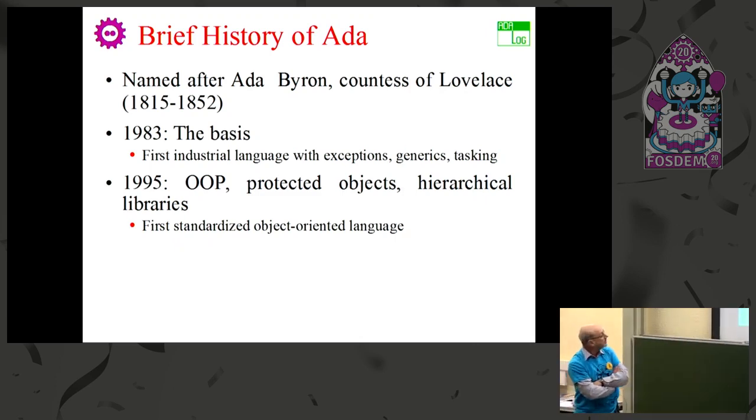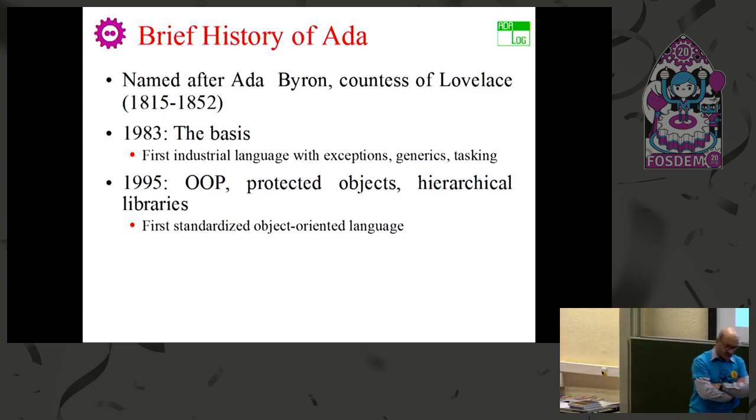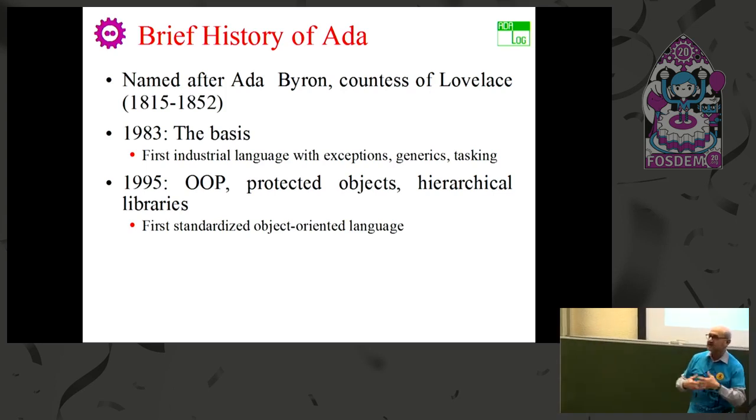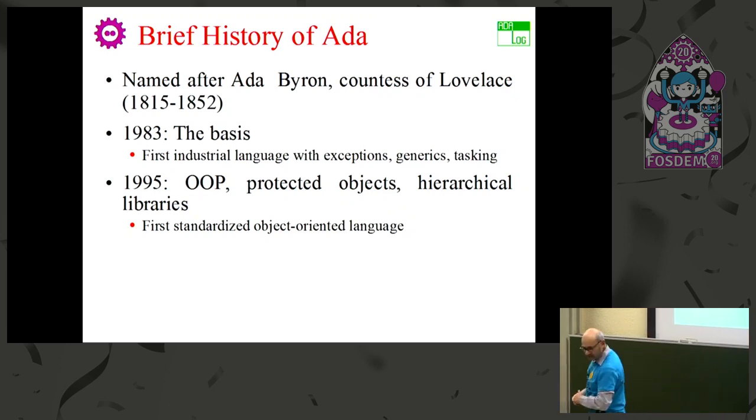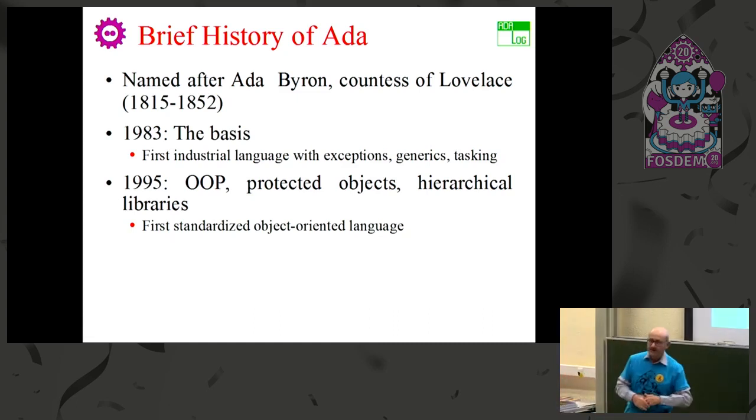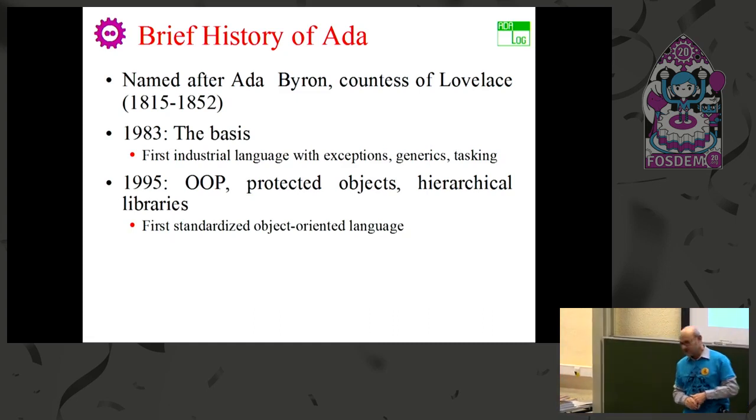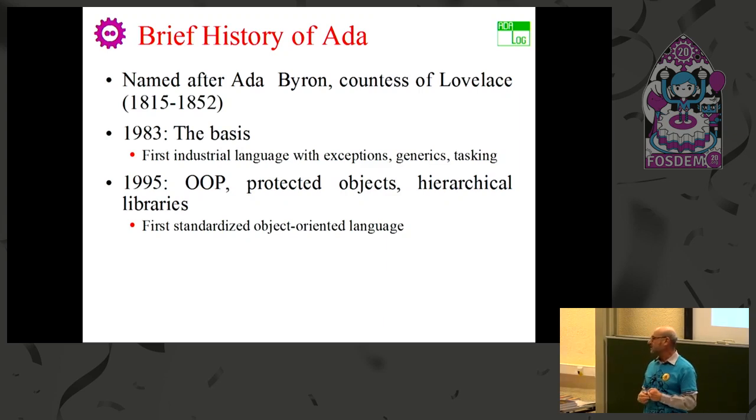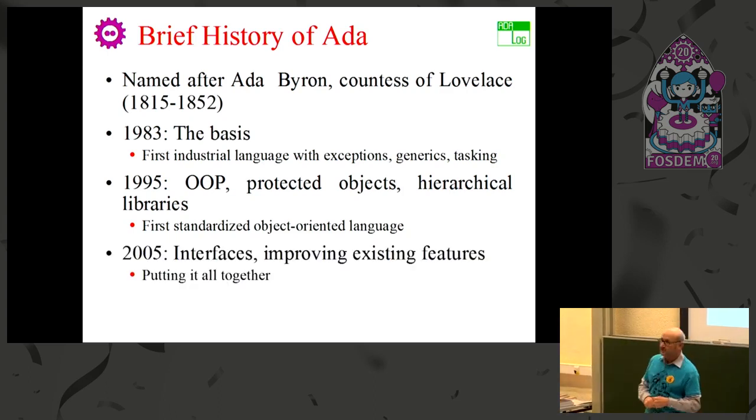1995 was a major rework, introduced object-oriented programming, a synchronization mechanism called protected objects, and a way of organizing the various modules of your design into a hierarchy called hierarchical libraries. By the way, it was the first object-oriented language to be standardized, at least at an international level, as an ISO language. That was about 3 years before C++.